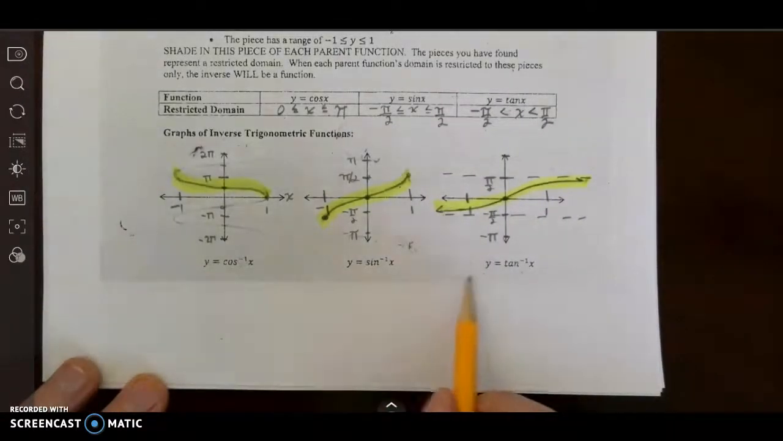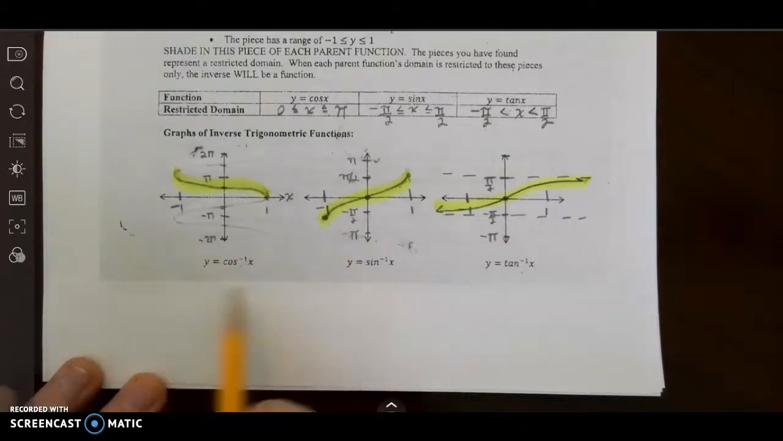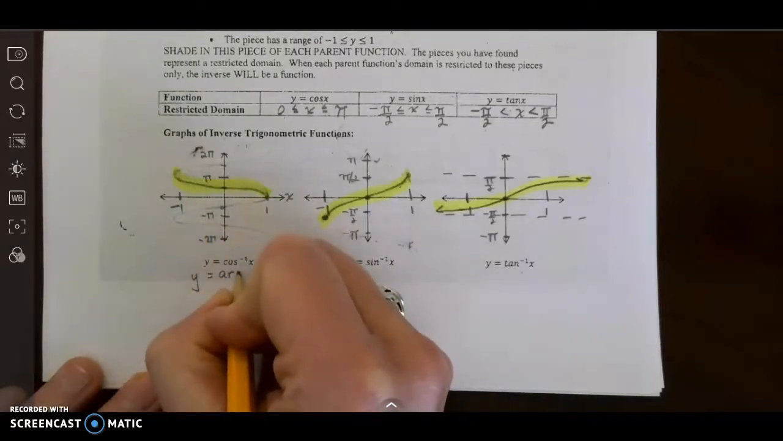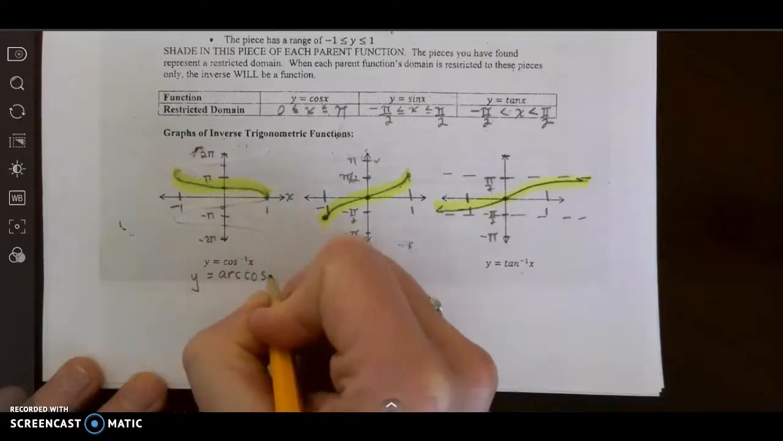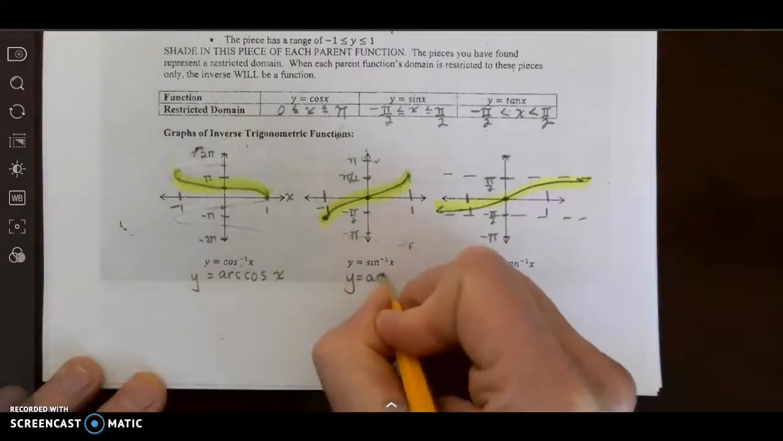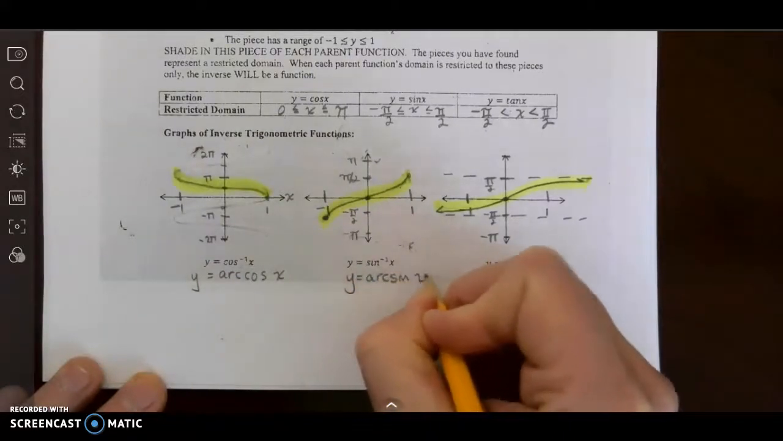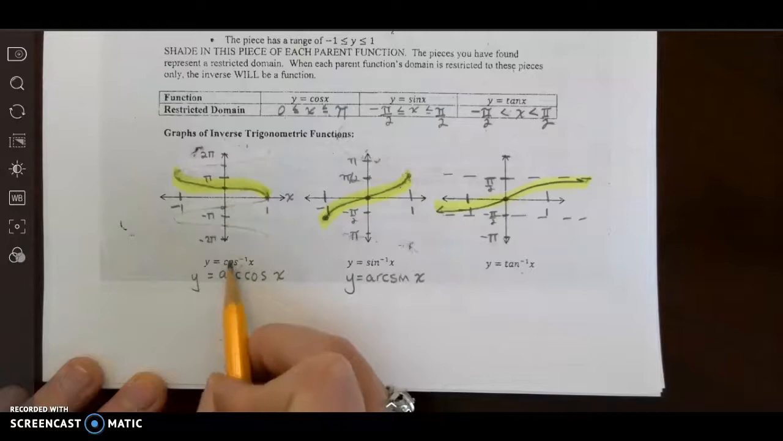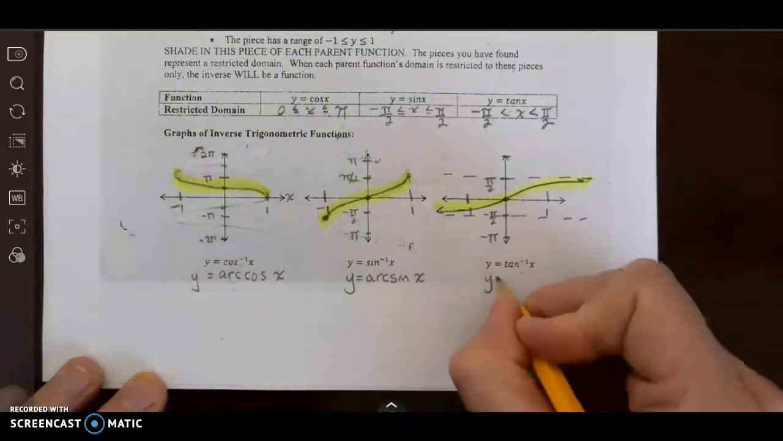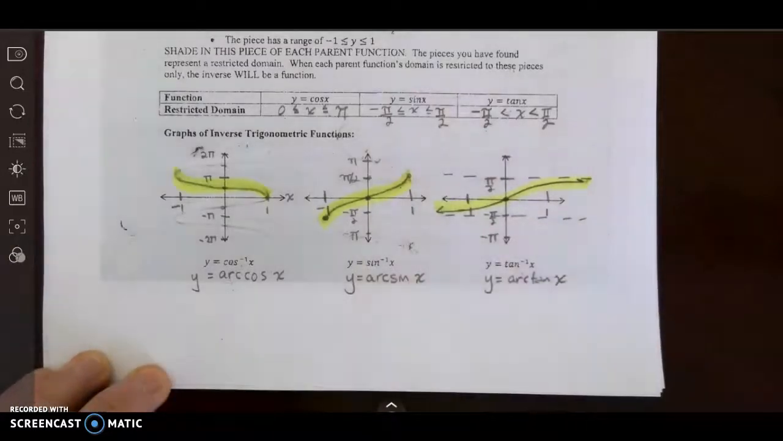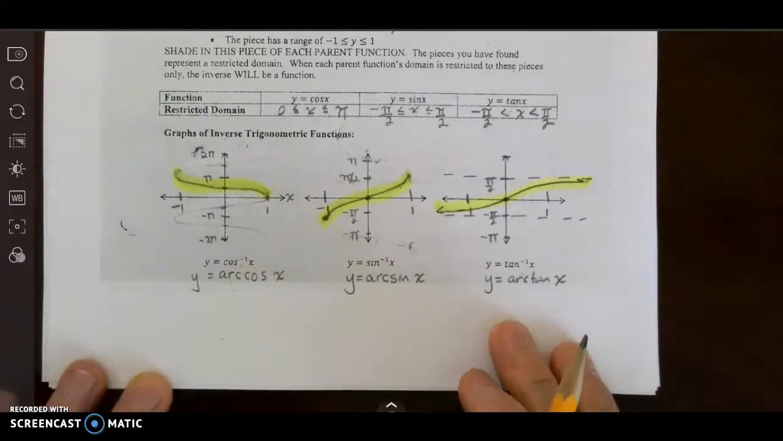We're going to go through and we're just going to do a little bit about domain and range for each one of these. And I also want you to know that another name for inverse is y equals the arc cosine of x. Y equals the arc sine of x. The words arc cosine and inverse cosine are the same thing. It's just another term for it. Y equals the arc tangent of x. So those are just other names for it.